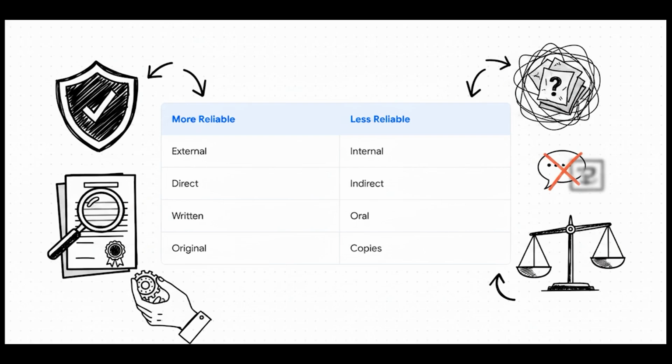Evidence you obtain directly, say physically inspecting an asset yourself, totally beats evidence obtained indirectly. Written documentary evidence will always trump oral statements, which, let's face it, can be easily withdrawn later. And finally, original documents are way harder to tamper with than copies or electronic scans. So an independent external written confirmation, that is your absolute gold standard.